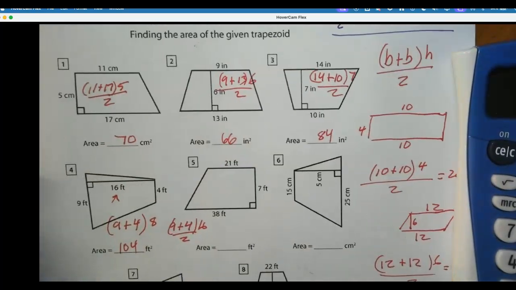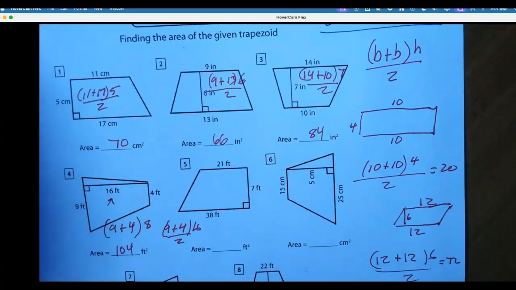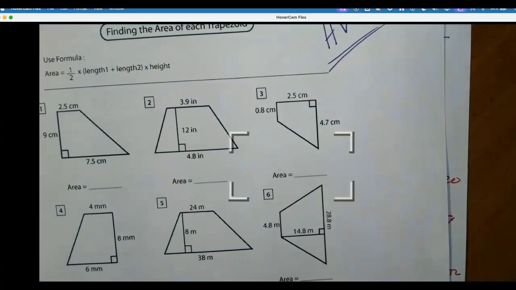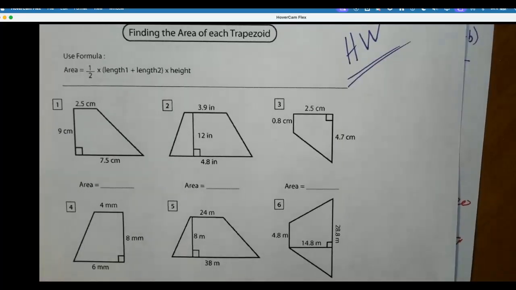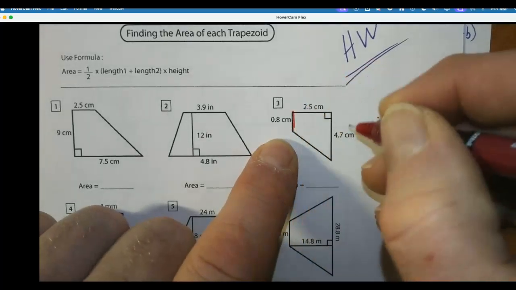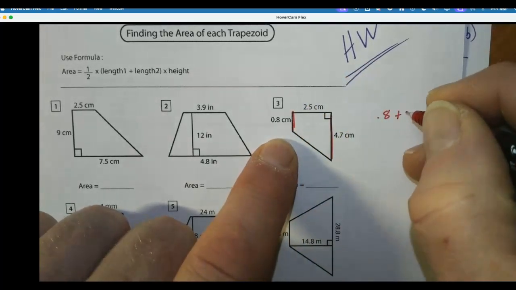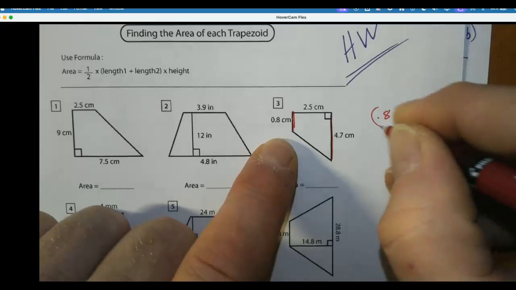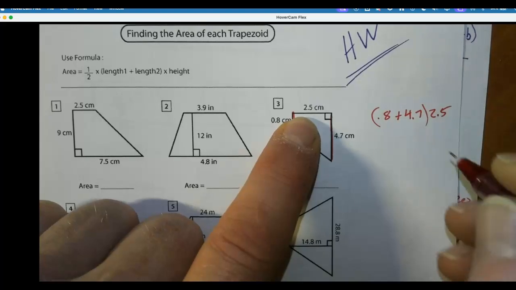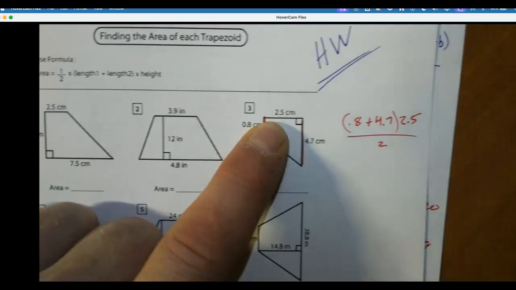All right. We'll probably do a whole bunch of these here in class. But if you forget, you can always check here. Again, this is your homework. Your homework will be the first page of this. So it's 8 problems. Good luck. I know there's decimals there, but it doesn't make any difference. You're still going to add up the bases. This is a base, 0.8. This is a base, plus 4.7. This is still the height. And you're still going to divide it by 2.